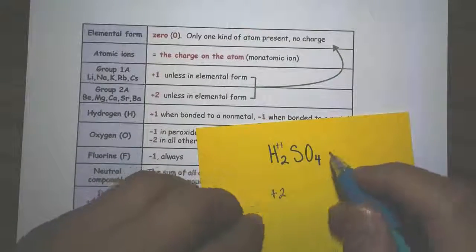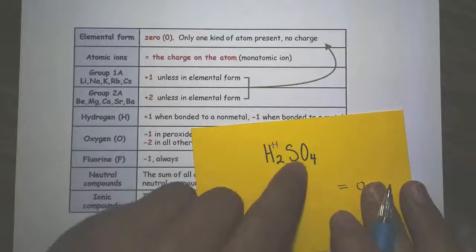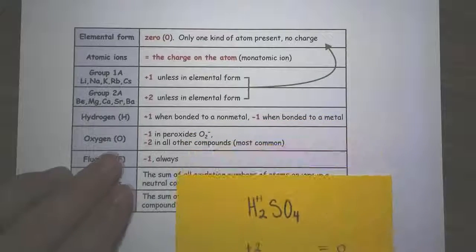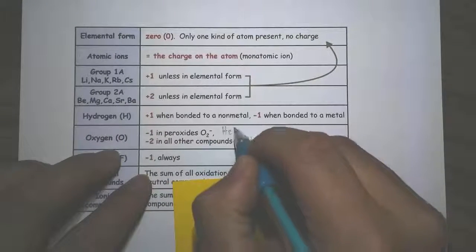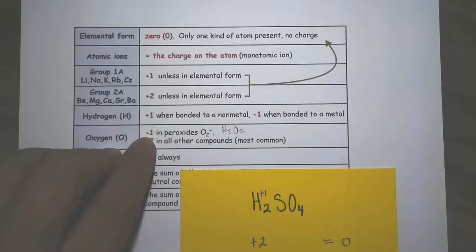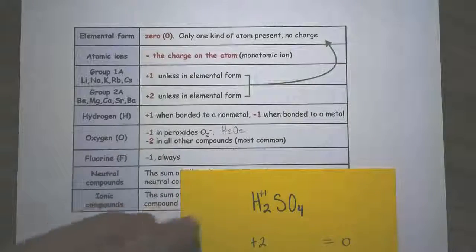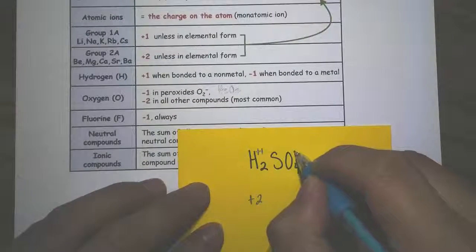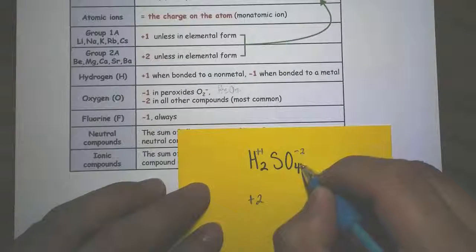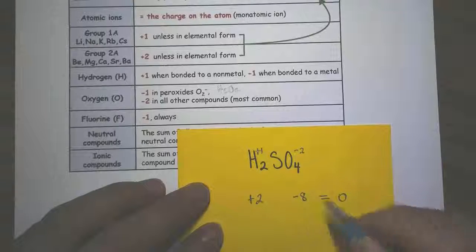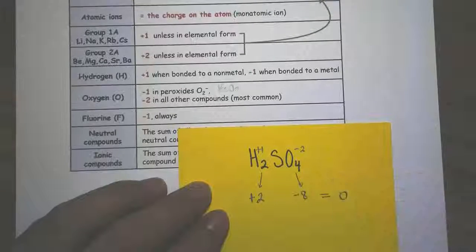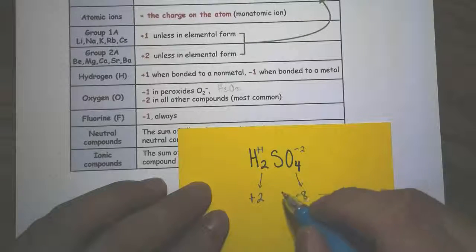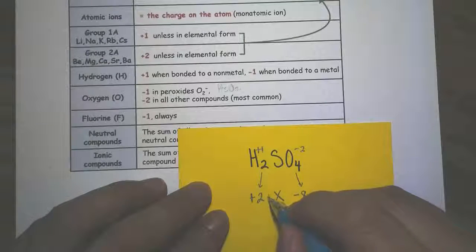For sulfur, we don't have any rules, but we have the rule for oxygen. Notice how oxygen only in peroxides, like H2O2, has -1, but the rest of the time it is -2. So oxygen has a -2, but we have 4 of it, so that means we have a -8 total. This is the total for oxygen, this is the total for hydrogen, and for sulfur, we don't know what it is, so it's going to be X.